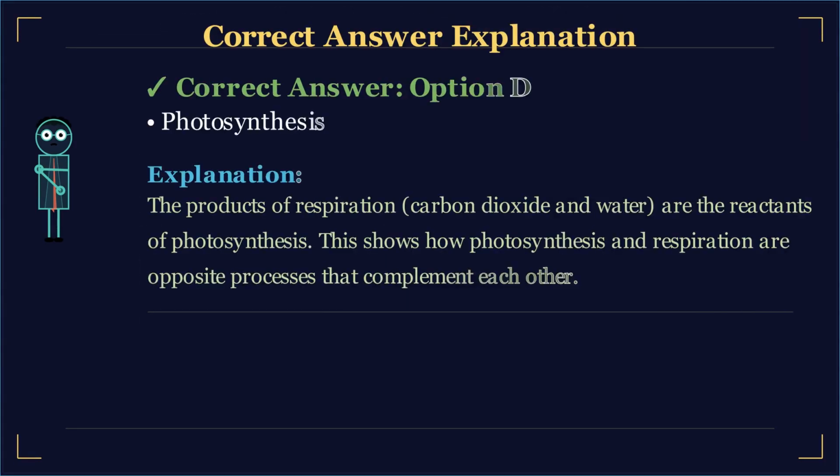Here's the explanation for the correct answer. The products of respiration, carbon dioxide and water, are the reactants of photosynthesis. This shows how photosynthesis and respiration are opposite processes that complement each other.